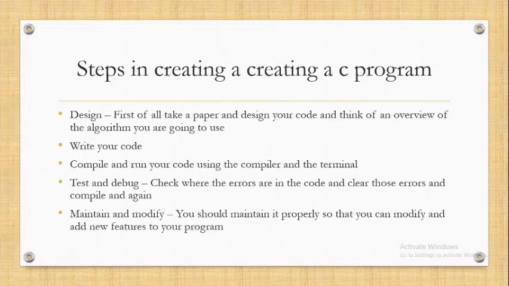Next one is writing your code. Once you design, go and write the code according to your design and compile the program, that is creating an executable, and run your code using the executable file. And then you will get some errors in the code, right? There are mainly two kinds of errors: compiler errors and functionality errors. Compiler errors are the errors which will not create an executable, and the compiler will report them.